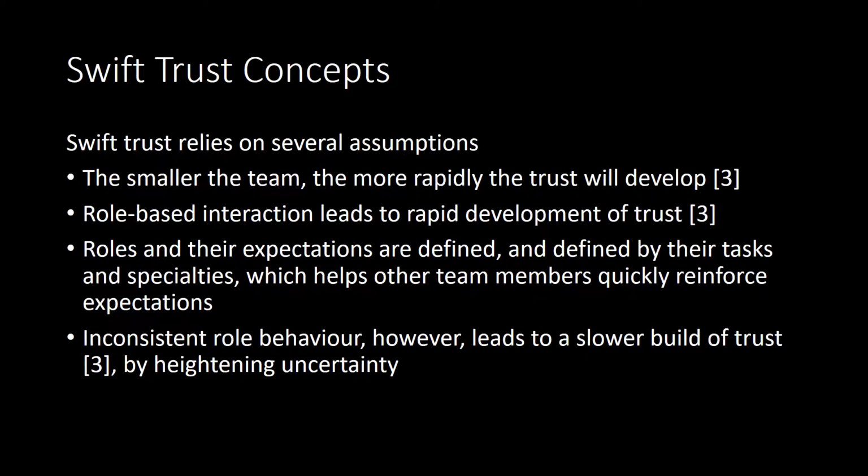Now, Swift Trust relies on several assumptions. The smaller the team, the more rapidly the trust will develop. Now, role-based interaction leads to rapid development of trust. If roles and their expectations are defined by their tasks and specialties, it helps other team members quickly reinforce expectations. However, inconsistent role behavior leads to a slower build of trust by heightening uncertainty within the team.